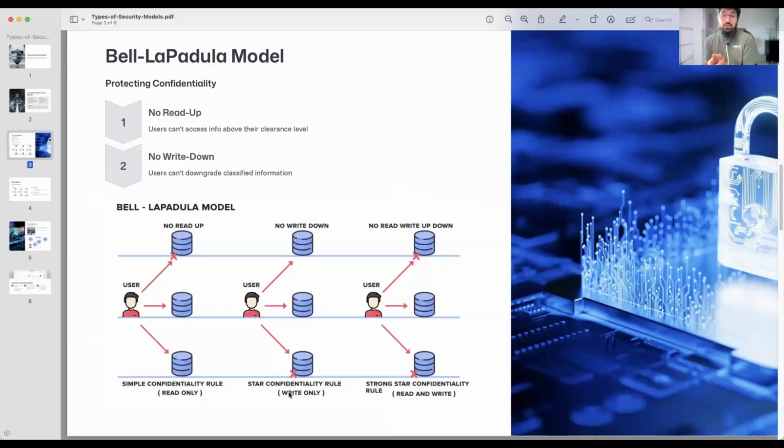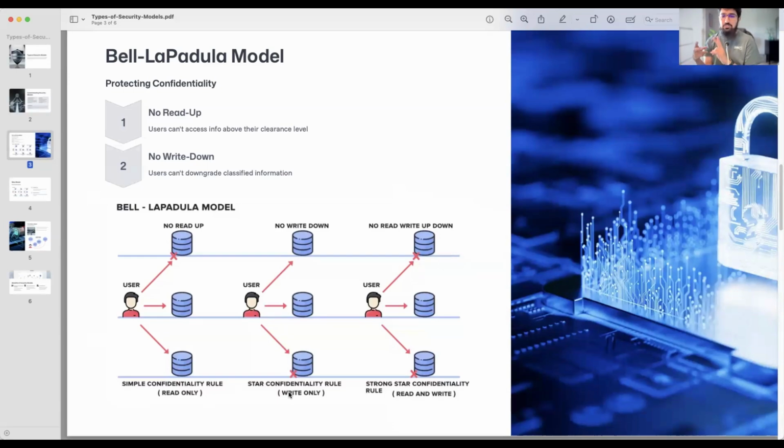The last one is called the strong star confidentiality rule, which does not give you anything beyond your clearance level. For instance, if you are at level number 2, you can only access level number 2. You cannot go up, you cannot go down. When I say no read up, I'm saying if you are at the confidential floor, you cannot go upstairs to read top secret. You cannot write down: if you are at the top secret floor, you cannot go downstairs and leave notes on the confidential floor. That's how I would simply say it.